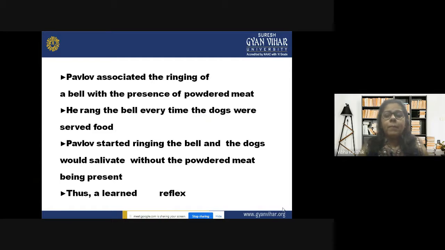Pavlov started ringing the bell and the dogs would salivate. And after some time, what happened? Pavlov presented the neutral stimulus in the absence of the natural stimulus. And he saw that the dogs were salivating without the natural stimulus, that is powdered meat, being presented before the dogs. Thus, a learned reflex had happened.